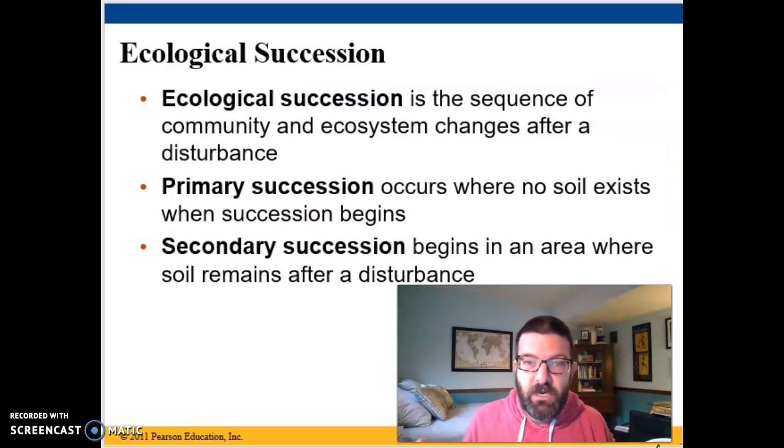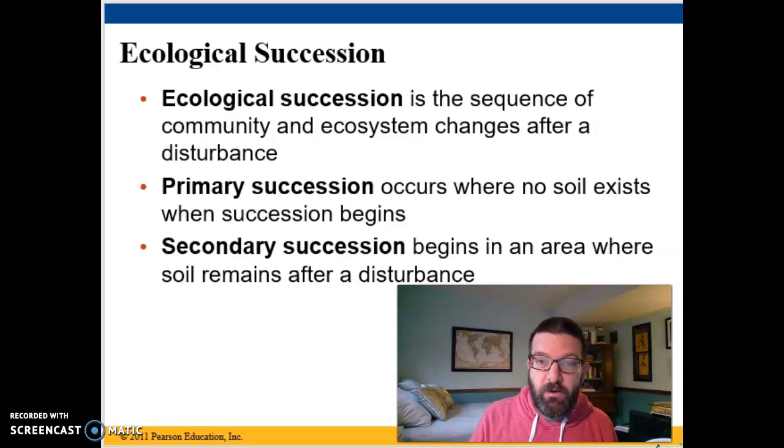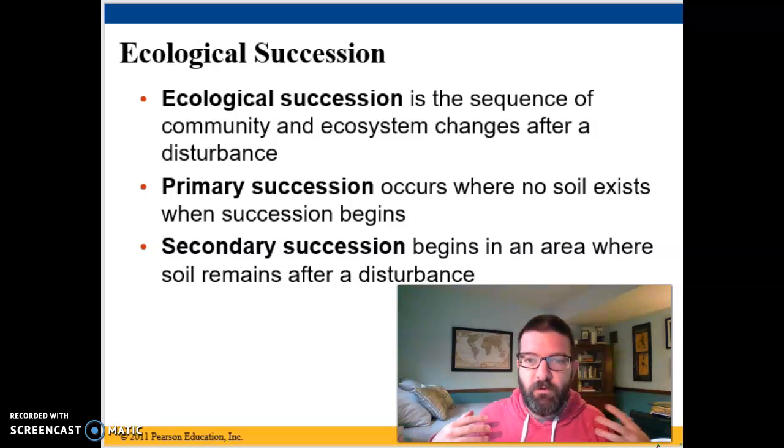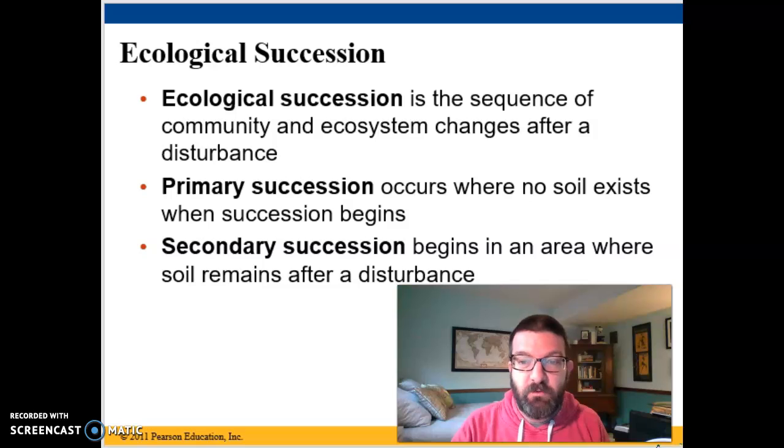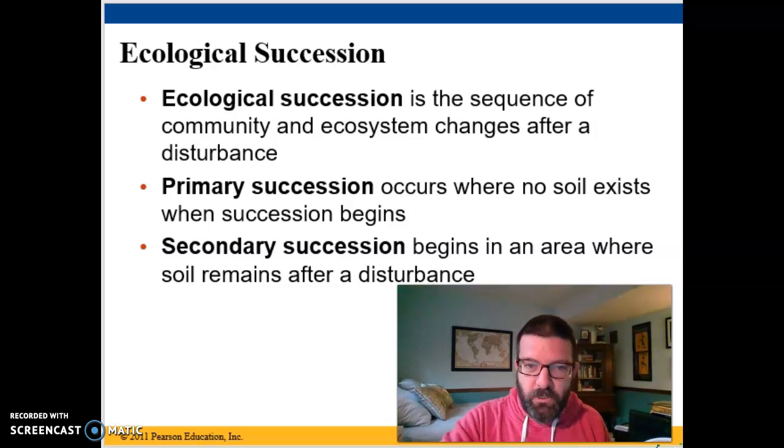And this process of coming back is called ecological succession, coming back from a disturbance. Primary succession is what we call coming back from a huge disturbance where no soil exists. A huge fire or volcanic eruption or giant storm. Secondary succession is when you're coming back from a relatively mild disturbance where you still have at least soil and sometimes some plants. And we're going to get into these types of succession in the next video.